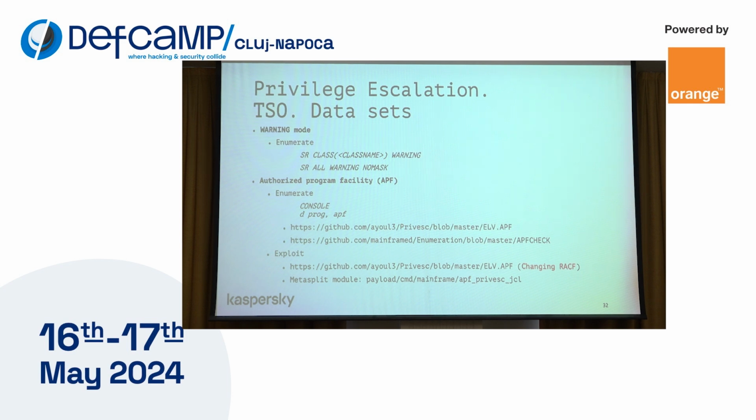elv.apf. But pay attention that during runtime, such a script performs some persistence. It adds the current user to some privileged group, SYS1, and thus changes the RACF database. And if you don't know how to change the RACF database, you may use a script in the same GitHub repository that will impersonate an already logged on privileged user, and thus escalate your privilege.